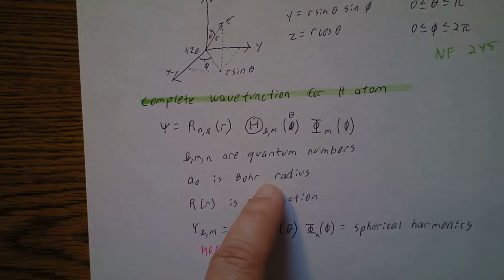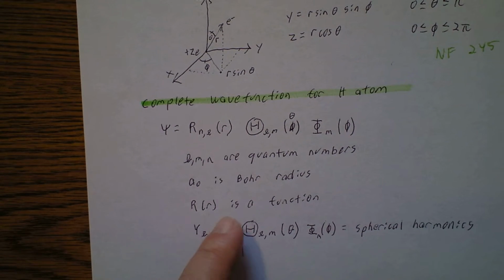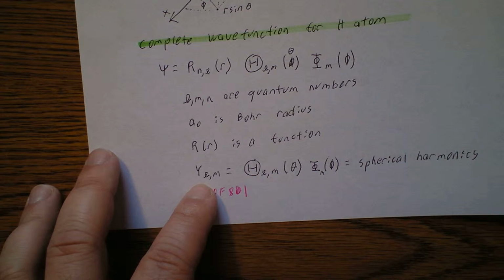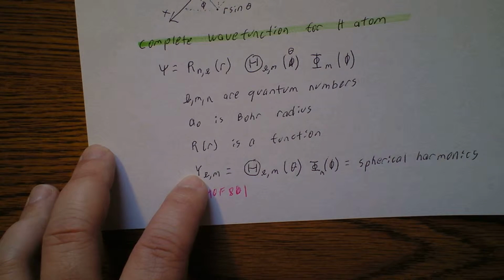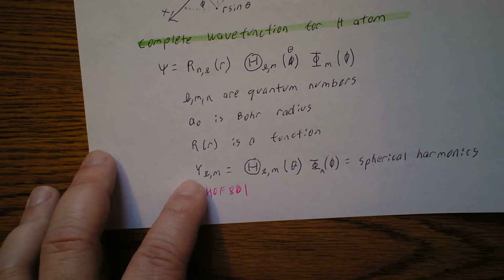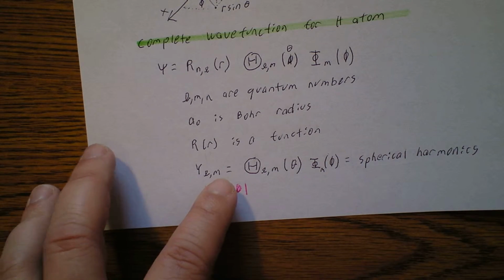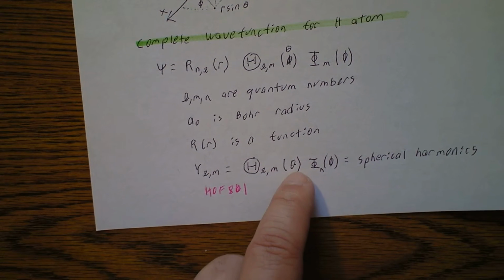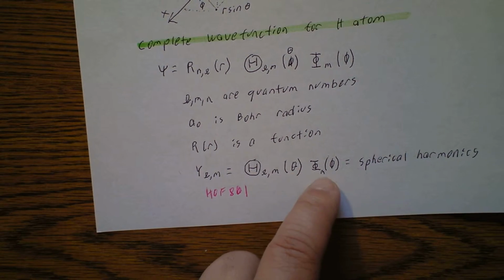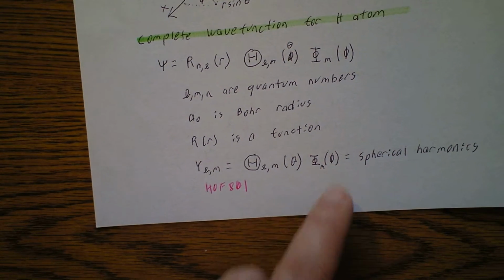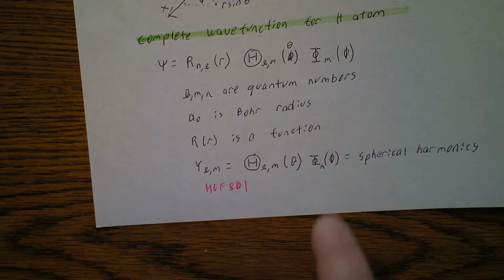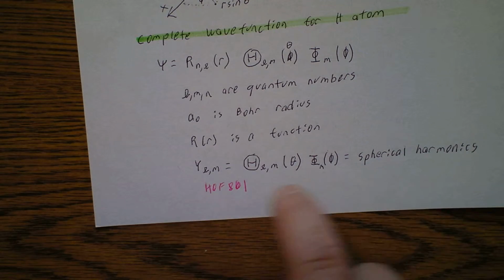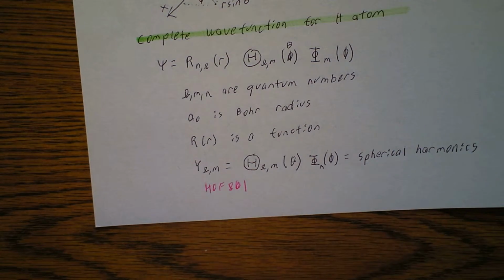a0 is the Bohr radius, and R of r is the function of radius. And then we have a Y of l and m, so it's a theta function based on l and m, times a phi function of theta, and then phi based on m of phi. We say this is the spherical harmonics.